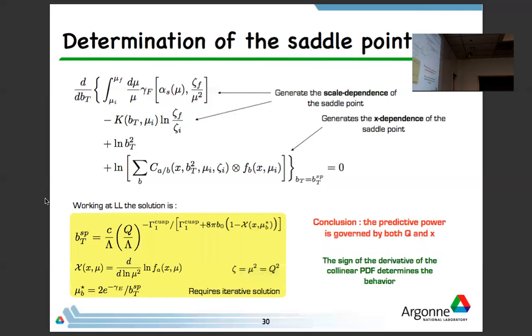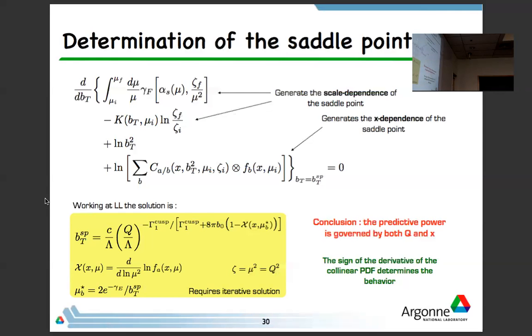The curly x is essentially the logarithmic derivative of the PDF with respect to the energy scale. So this tells you that the position of the saddle point changes both with q and with x. And according to the sign of this derivative, you see that the saddle point goes towards the perturbative region or the non-perturbative region, even when q is fixed.